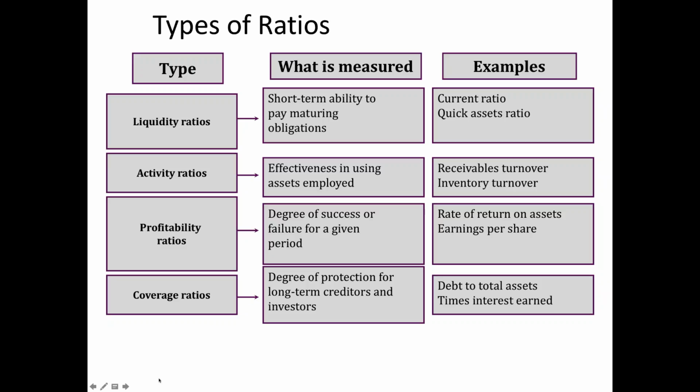How effective are you at using the assets that you have? What's your activities? If you're someone who sells out of inventory, your receivables turnover and your inventory turnover are measures of that. And then the coverage ratio is a debt to asset concept, a long-term solvency concept that lets people know long-term what the creditors and investors can have as far as degree of protection. Okay, Brian.